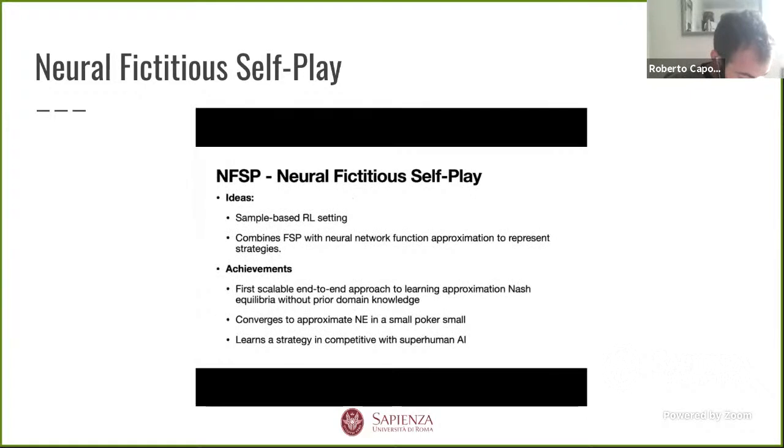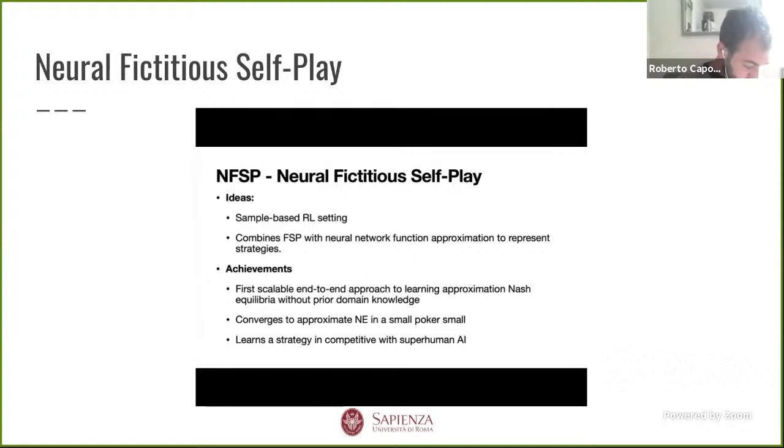The idea of neural fictitious self-play is to focus on a sample-based reinforcement learning setting, where the game states do not need to be exhaustively enumerated, and the agent may not need to have a model of the game's dynamics. The structure is quite similar to FSP. It only introduces neural networks as function approximators, using a reinforcement learning method to find an approximation of the best response and a supervised learning method to update the average strategy.